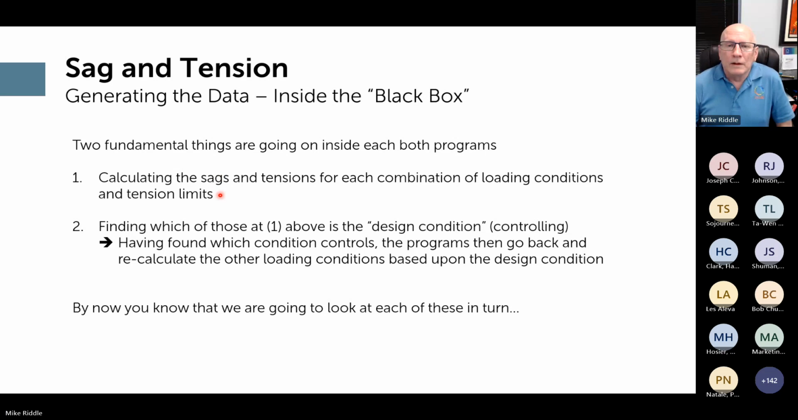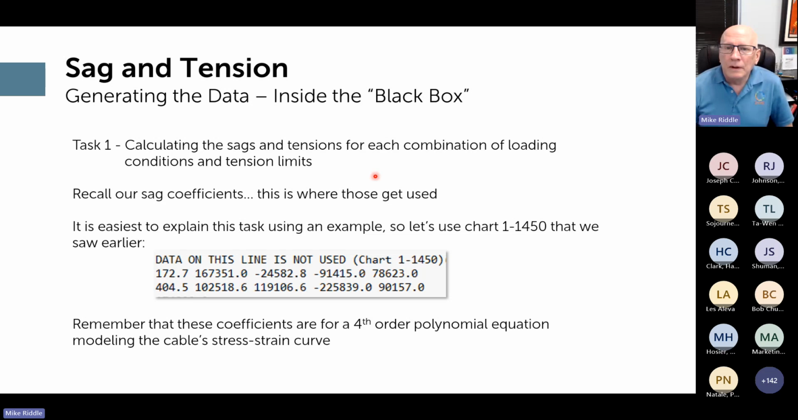What the programs are doing is calculating the sags and tension for each combination of loading condition and tension limit that you enter. So if you've entered, say, 3 or 4, it's going to calculate it for each one. It's going to figure out which one of those 3 or 4 is the design condition, which is to say which one controls the tension. And then once it's found that, it's going to go back and recalculate the sags and tensions for the other loading conditions based upon that design condition. So let's look at that. Calculate sags and tensions for each combination of loading conditions and tension limits.